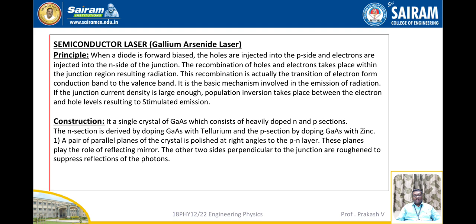So if you look at the construction part, it is a single crystal of gallium arsenide which consists of heavily doped N and P sections. The N section is derived by doping gallium arsenide with tellurium, and the P section is derived by doping gallium arsenide with zinc. So this is the way of making P and N type. First, a pair of parallel planes of the crystal is polished at right angles to the PN layer. These planes play the role of reflecting mirrors. The other two sides perpendicular to the junction are roughened in order to suppress the reflections of the photons.